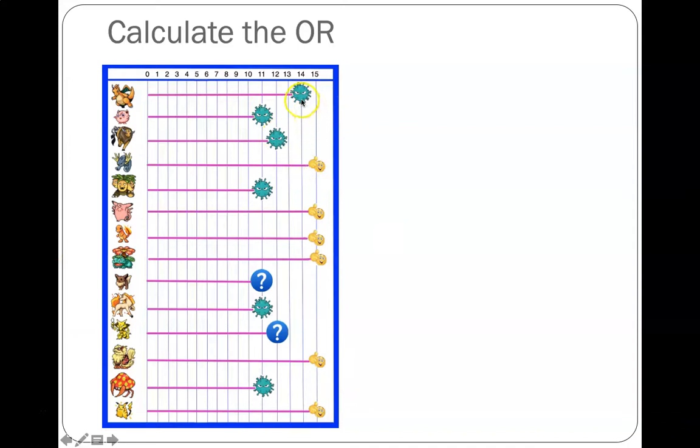You know the incidence, 1, 2, 3, 4, 5, 6. 6 cases out of 1, 2, 3, 4, 5, 6, 7, 8, 9, 10, 11, 12, 13, 14. 6 cases out of 14 participants. That would tell you the, quote, cumulative incidence.